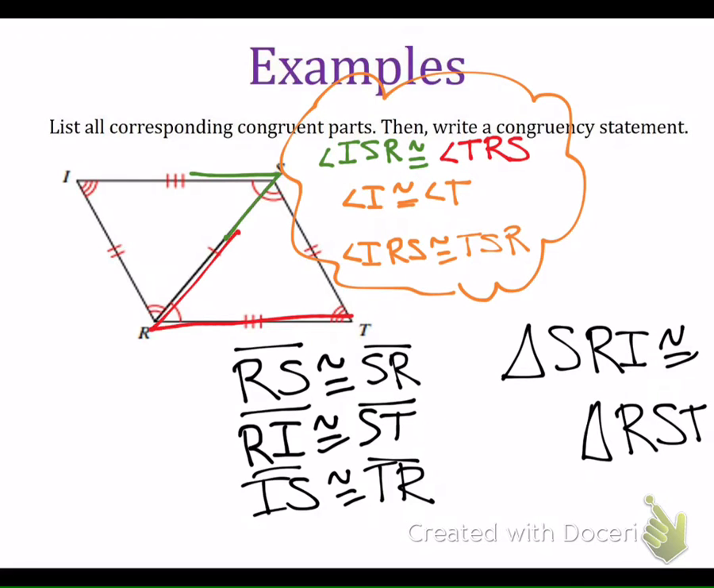All right, I'm going to leave this one up there for a little bit. It's tricky. There's a lot of stuff going on. Remember, when you are listing all the corresponding congruent parts, you should have 6 answers plus the congruent statement. Okay? Do you guys have any questions?